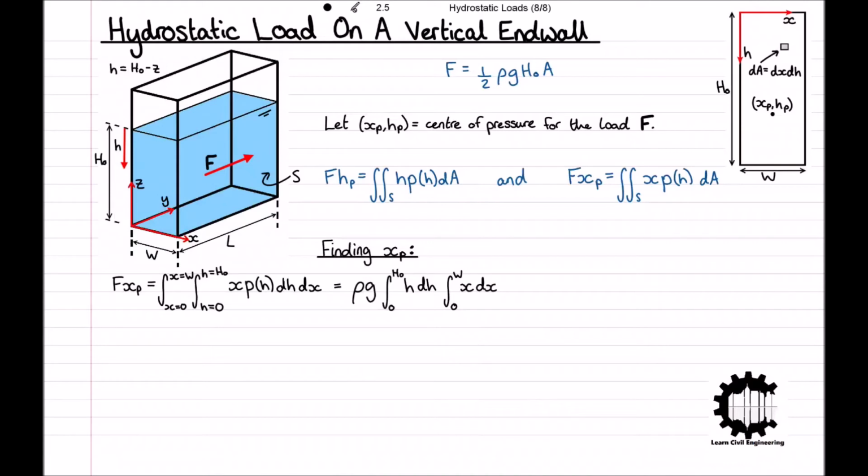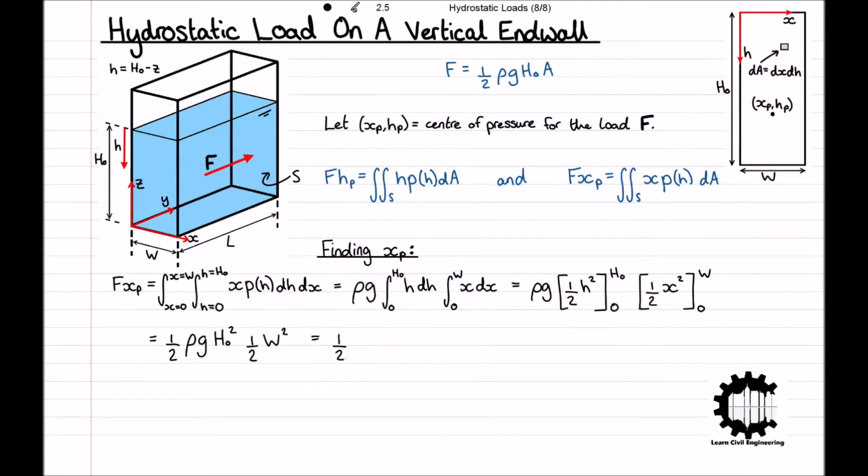The integral of h with respect to h is equal to 1/2 h squared, and we get the same outcome for the integral of x with respect to x. Therefore, we get rho g times 1/2 h squared with boundary limits of 0 and h naught times by 1/2 x squared with boundary limits of 0 and w. Substituting in the boundary limits results with 1/2 rho g h naught squared times by 1/2 w squared.